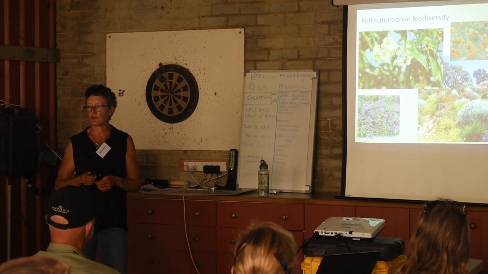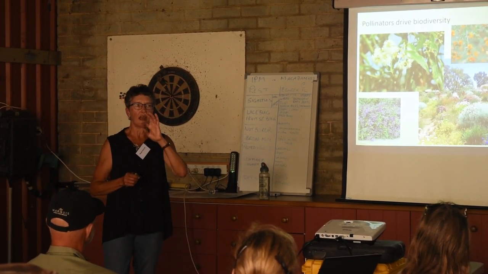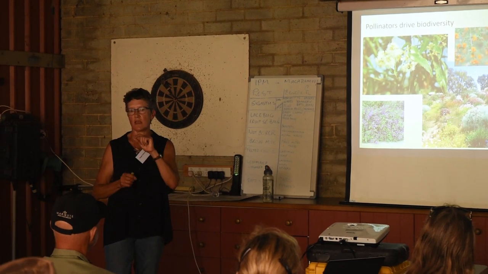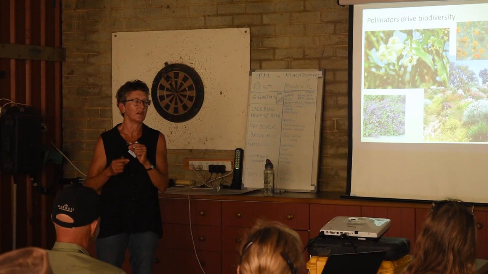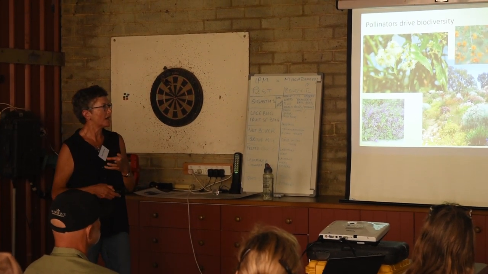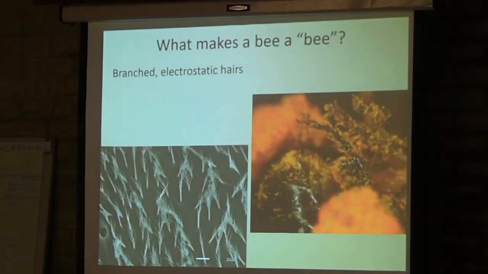Honeybees go around the back, bite a hole in the nectary, steal the nectar, and bypass the reproductive parts of the flower. And they do that with a lot of our native flowering plants. So they actually disrupt the whole mechanism of pollination within a lot of our native flowering plants. So native bees are really important for crops and for biodiversity.